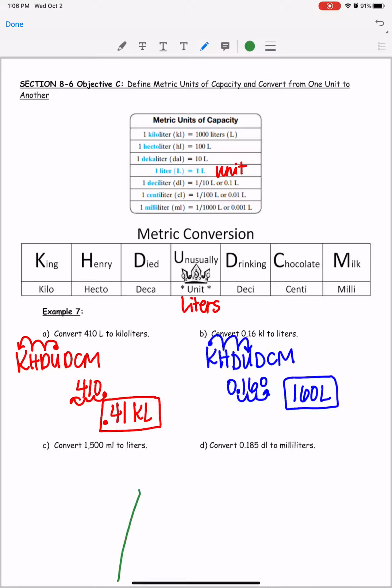Convert 1,500 milliliters to liters. King Henry died unusually drinking chocolate milk. I am starting in milliliter and I need to go to my unit, to my liter. So we're going 1, 2, 3 units over to the right, or sorry, to the left. So my 1,500, this decimal is at the very end. If I don't see it, it's at the very end. Move this over 1, 2, 3 units. So this becomes 1.5 liters.